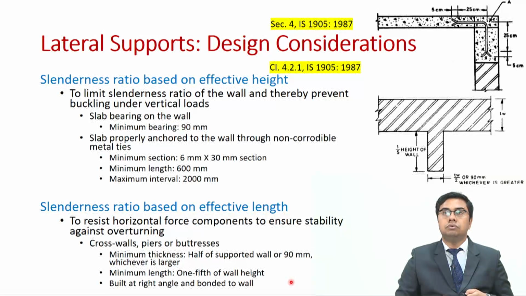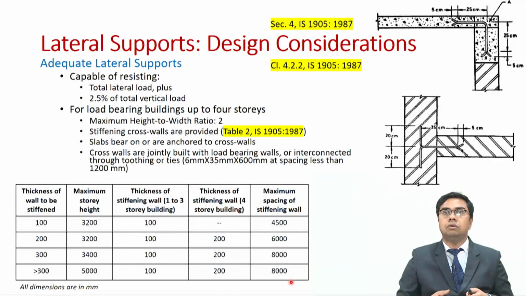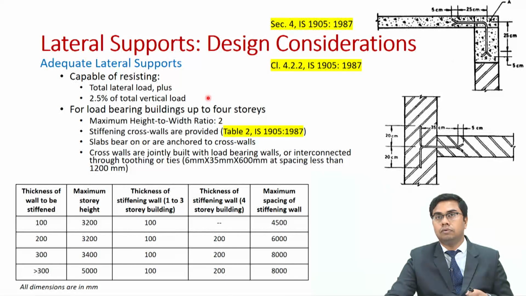Now, having understood this concept of slenderness limit and how you achieve it using lateral supports, let us look into what is an adequate lateral support. For an adequate lateral support, the support should be capable of resisting the total lateral load plus 2.5% of the total vertical load. If your building is load bearing up to 4-story height, then the maximum height to width ratio shall be equal to 2.